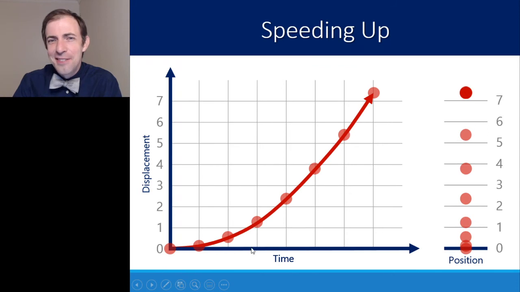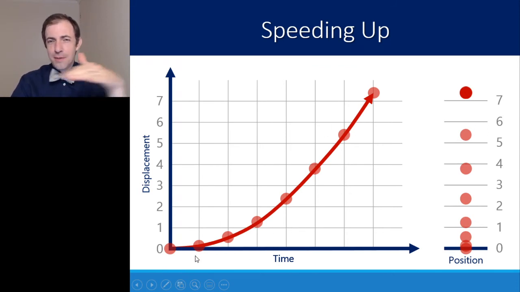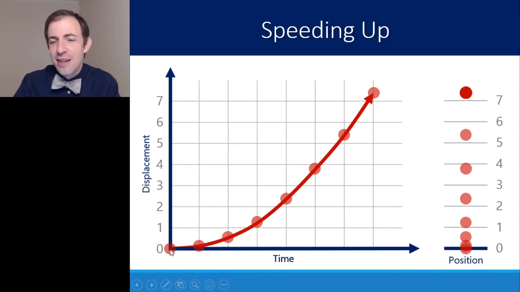And I get this nice curve where it starts pretty shallow, pretty flat here, and then as it speeds up, it gets steeper and steeper. So just as we saw, the steeper the graph is, the faster it's moving. Well, as it speeds up, our graph gets steeper, which means it's a curve.